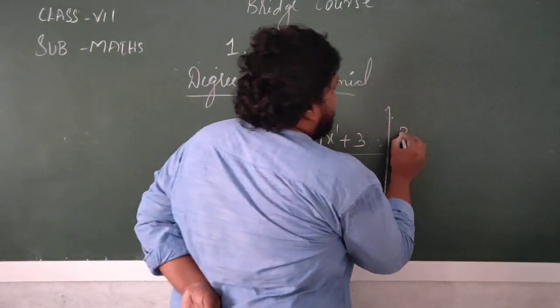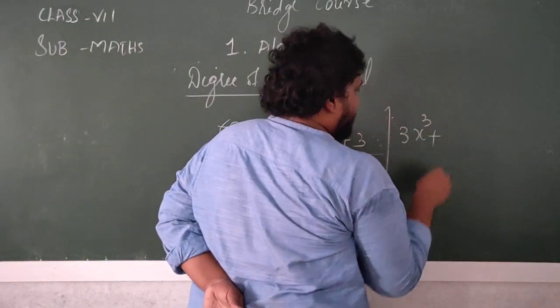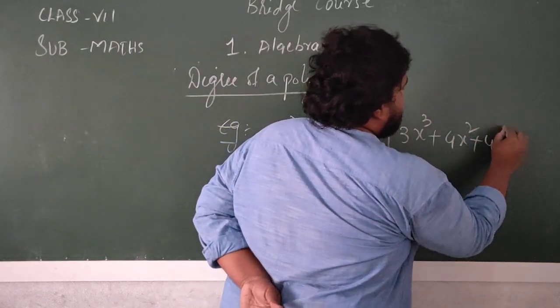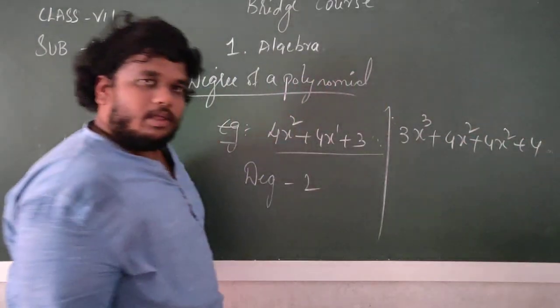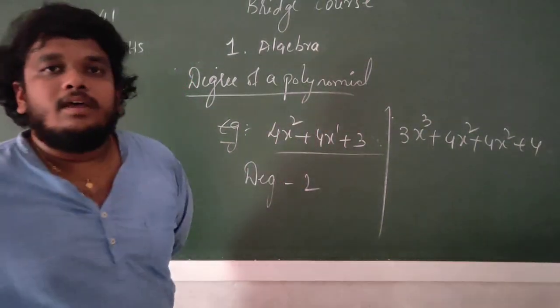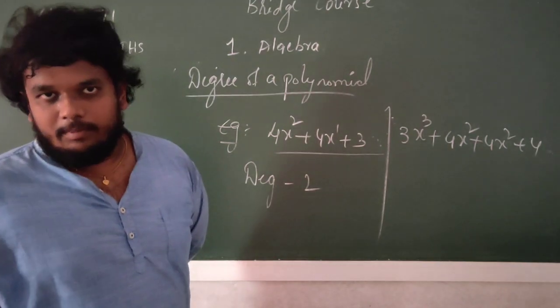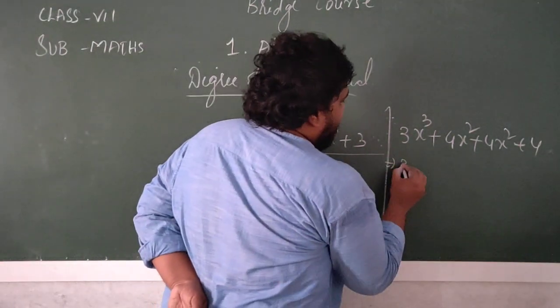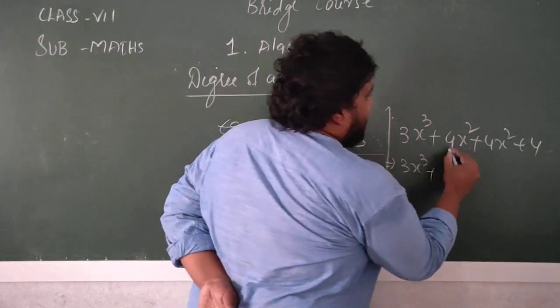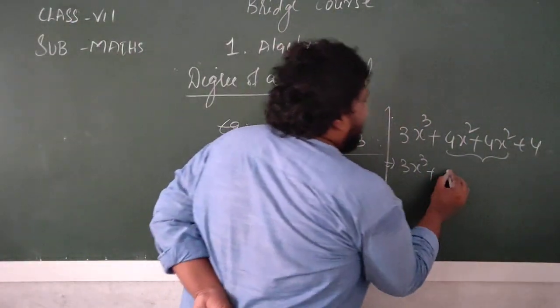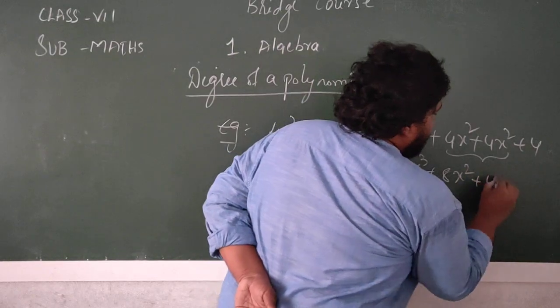3x cube plus 4x square plus 4x square plus 4. What will be the degree of this polynomial? Now, I can add these two like terms, isn't it? 4x square plus 4x square is 8x square, so we get 3x cube plus 8x square plus 4.